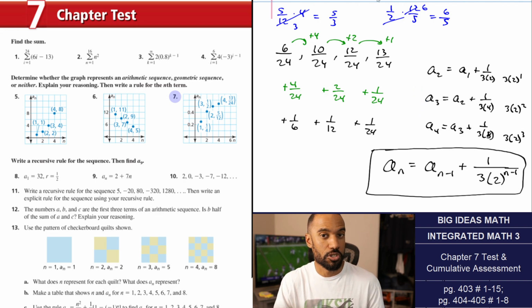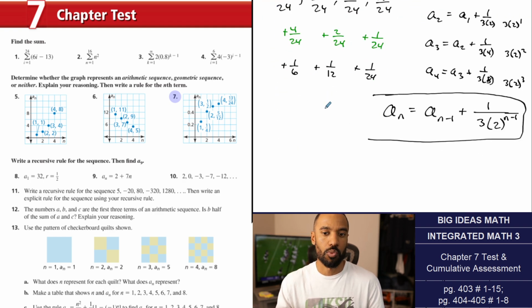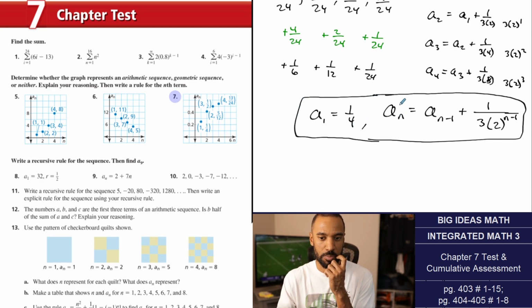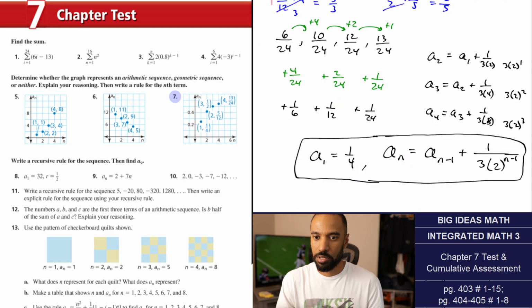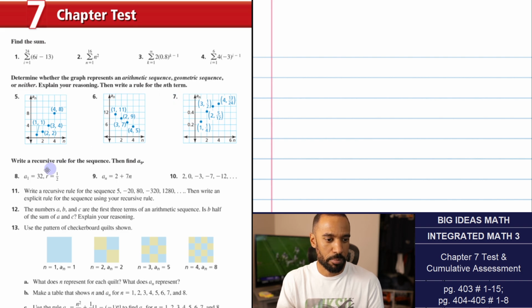Oh, and I need to say what the first term is as well. The first term is 1/4. So a sub 1 is 1/4. And then if I'm going to do a recursive rule, I have to state what the first term is going to be from that. Okay, that is number 7. That was kind of tricky. Gave me pause, and I don't know if that's the best way to have done it, but there we go.